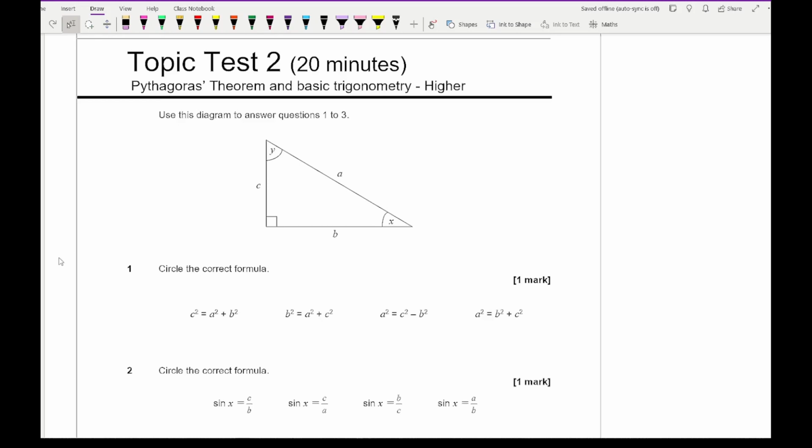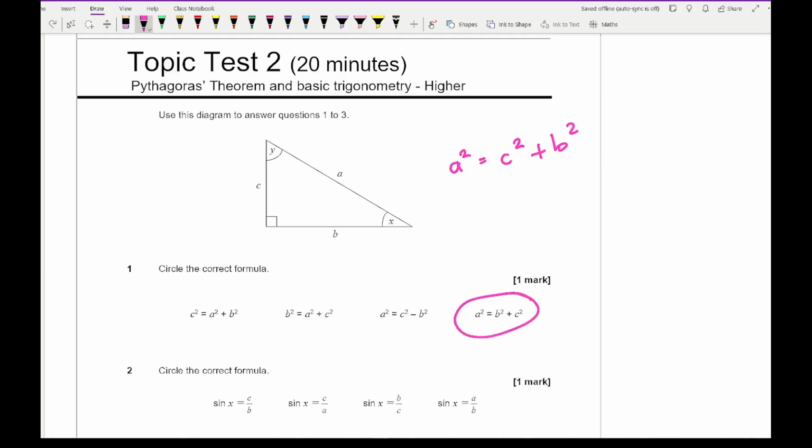We can't relabel anything, we just need to interpret what the actual answer would have been had we been able to. So looking at the very first question, it says circle the correct formula, and we've got 4 potential options. Here A is our longest side, so we're looking for A squared equals C squared plus B squared. In terms of which one is that, it's going to be our 4th option.